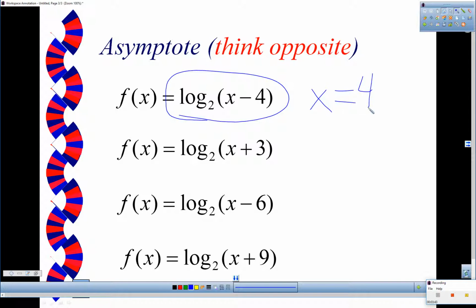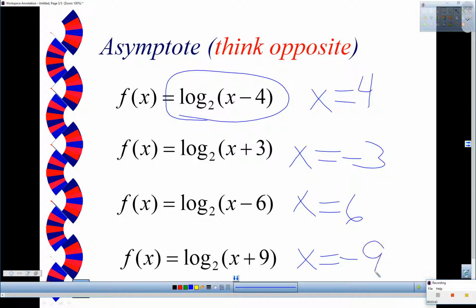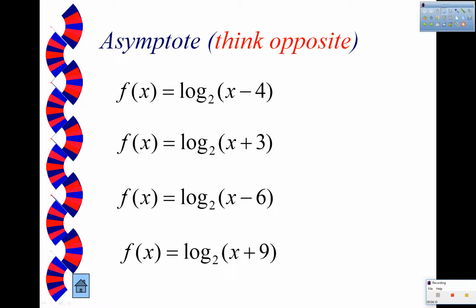Next one, the asymptote would be at x is equal to negative 3. Next one would be at x is equal to 6. And the last one would be at x is equal to negative 9. So there's your first step, to determine where the asymptote of the function is. Once you know the asymptote, then we can actually graph functions.